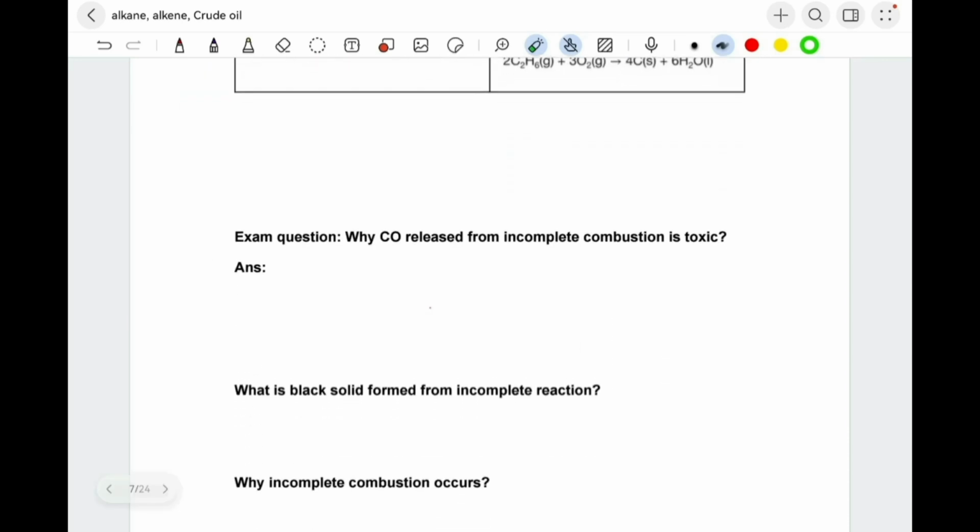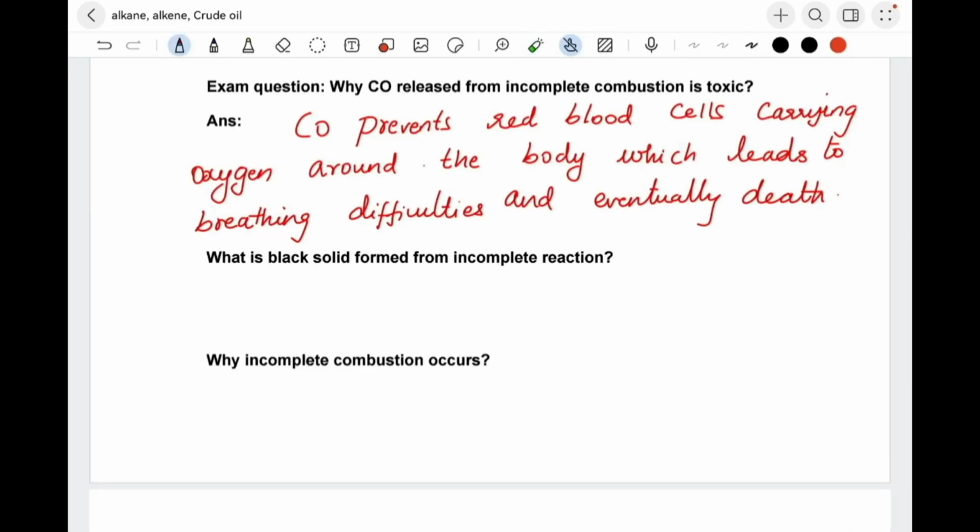Now we'll move to the exam question. Why is CO released from incomplete combustion toxic? This CO reduces the blood's ability to carry oxygen. So it leads to breathing difficulty and eventually death. What is the black solid formed from incomplete combustion? Carbon is a black solid. Why does incomplete combustion occur? It occurs due to insufficient oxygen.